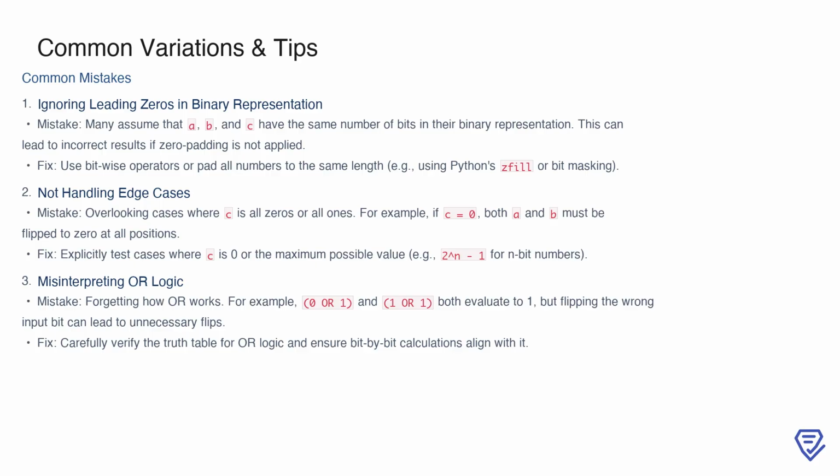Another issue is not handling edge cases, such as when C is all zeros or all ones. For example, if C is 0, every bit of A and B must also be 0, requiring flips wherever they are not. Testing these extreme cases, like C equals 0 or C equals 2 to the power of n minus 1 for n-bit numbers, is critical. Finally, many misunderstand the OR logic itself. Remember, 0 OR 1 results in 1, as does 1 OR 1, but flipping the wrong bit can lead to unnecessary operations. Always go back to the OR truth table and verify your calculations at the bit level.